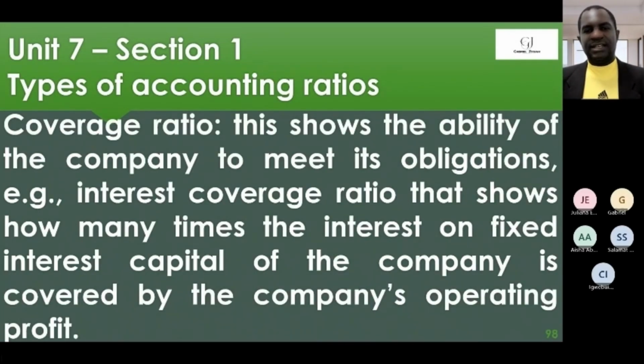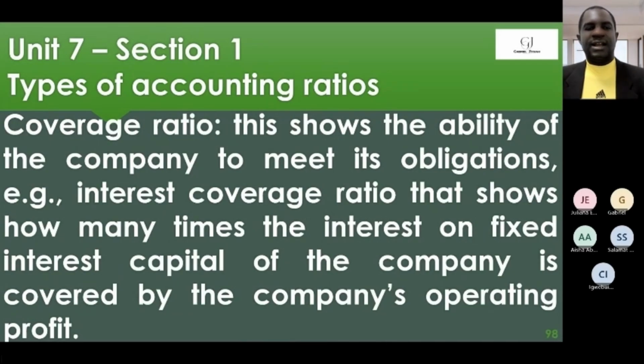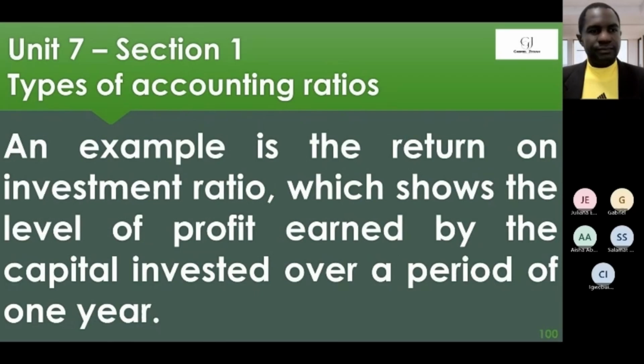So coverage ratio, like we said, interest cover ratio is an example. How many times is interest on fixed capital covered by the company's operating profit? We've spoken to that. And return ratio looks at the benefit accruing and the relationship between the resources employed and the business you got in. So I stated 3 ratios: ROCE, ROA, and ROE are examples. Interest cover and dividend cover are examples of coverage ratios. We'll be calculating them practically to understand how they apply with a case scenario.